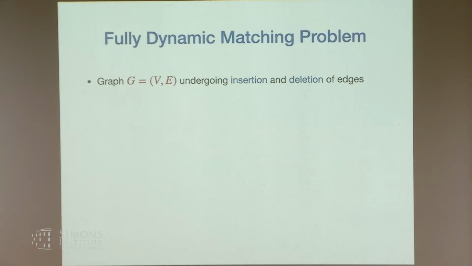We are talking about the fully dynamic matching problem. We have a graph G that undergoes insertion and deletion of edges. And the goal is to maintain a large matching, an approximate maximum matching in G, after each update. Basically, you have to be able to report every edge in order one time.